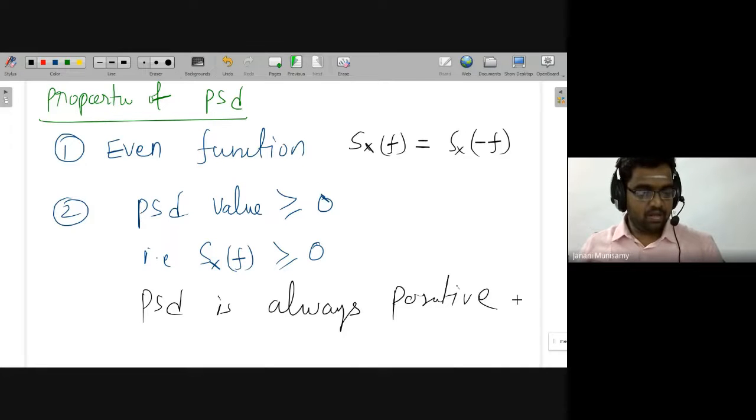Then the next topic here is transmission of the random process through a linear filter.